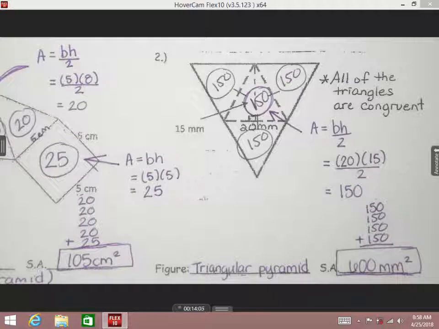So we could do this for anything, like if it has the same shapes, the whole thing. Couldn't you find one of them and just multiply it? If they're congruent, yes. So like on a cube, yes.